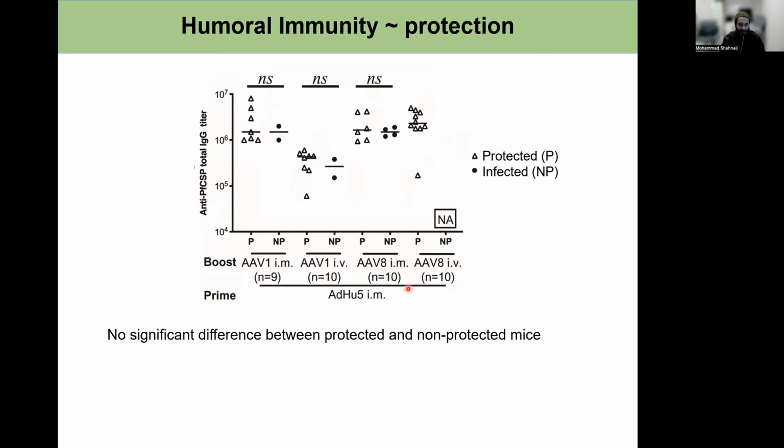So we checked among the infected mice and the protected mice, and we found that the humoral immunity in the protected and the infected mice is quite similar. There is no significant difference between them. So here, the humoral immune response failed to correlate with the protection. My next plan was to check the cellular immune response.